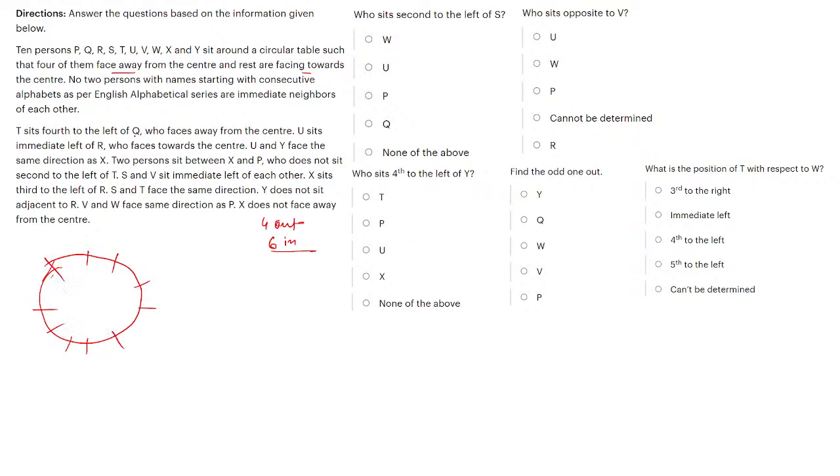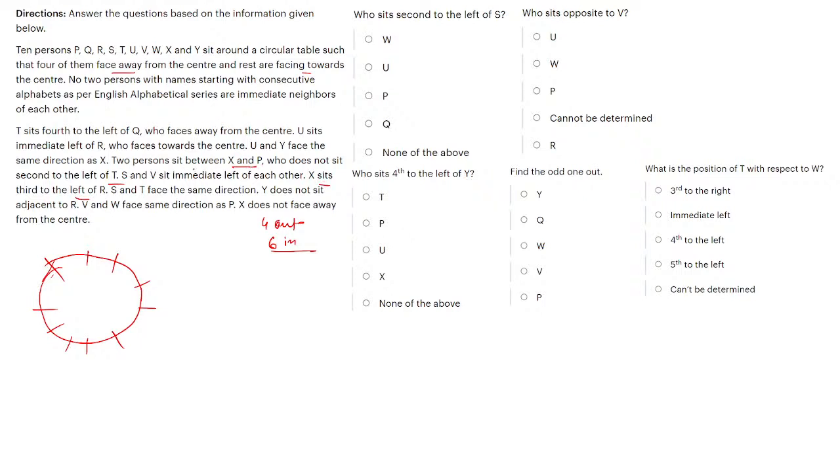Okay. T sits 4 to left of Q, who faces away from the center. U sits immediate left of her. We are just trying to find out some correlation. That means if there are 2 or 3 characters in sequence, we can take them at a time. That would be fine. 2 persons sit between X and P, who does not sit second to left of T. X sits third to left of R.